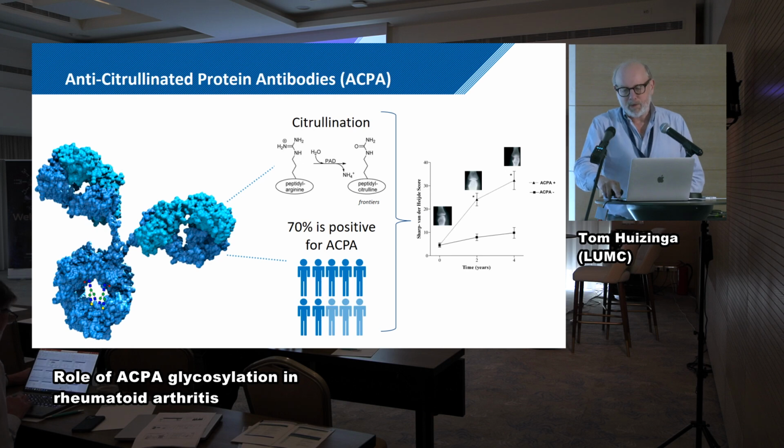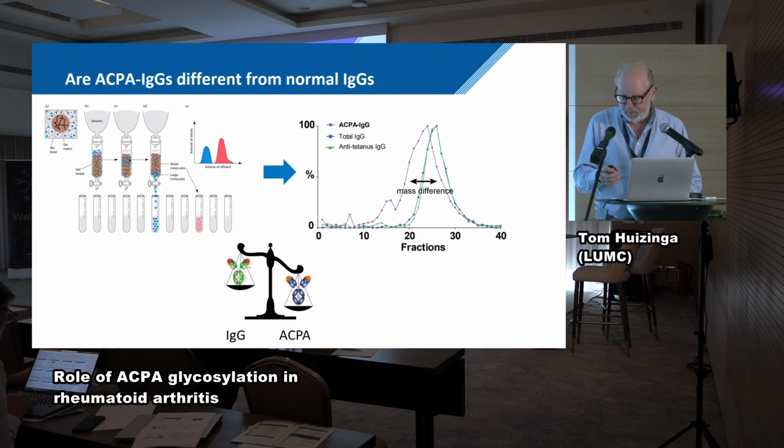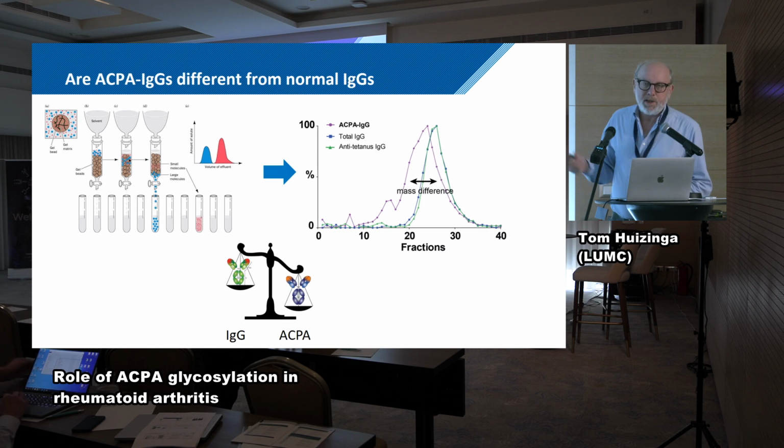And we, René Toes and myself and the group at Leiden, and Manfred, discovered something very special. If you isolate these antibodies and look at the size of the antibodies, you see the fractions over here. A normal IgG is 150 kD, but these antibodies are a little bit bigger. It's very strange. All antibodies are 150 kD, and these are a little bit bigger. And then, of course, the question: why are they bigger?